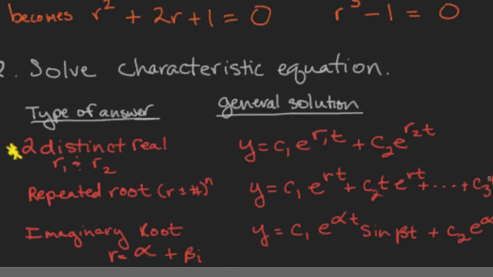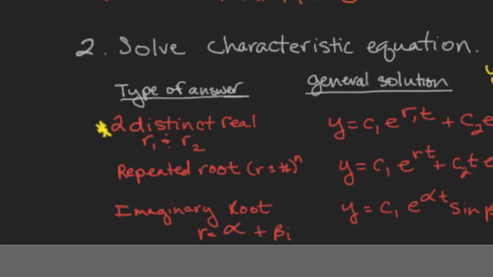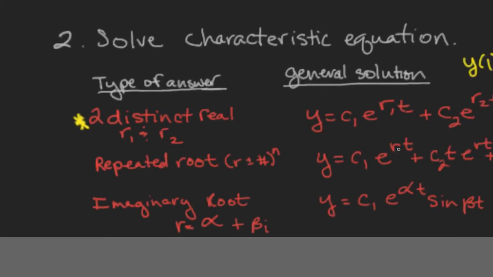With all these general solutions, just like always, you can be given initial conditions, y of 1 equals 0, whatever they give you, and you can solve for C1 and C2. Now, in this case, you're going to get systems of equations. It's not going to be as straightforward as a linear differential equation or first order.